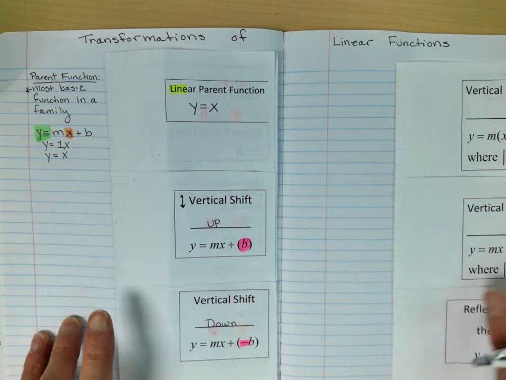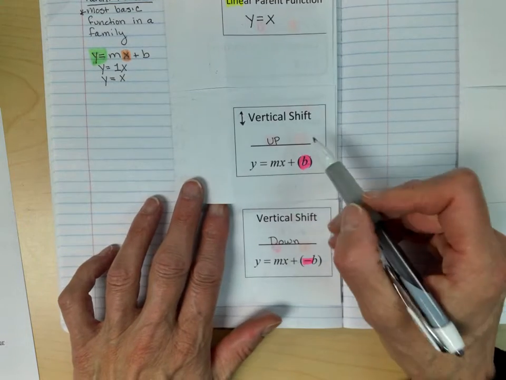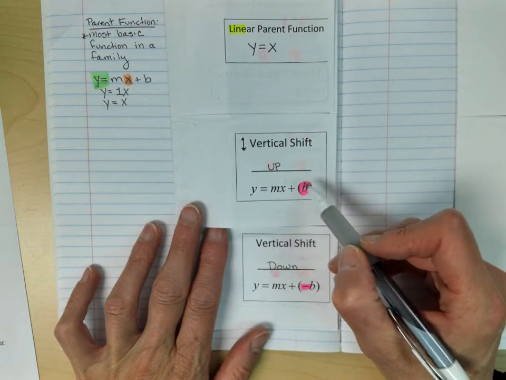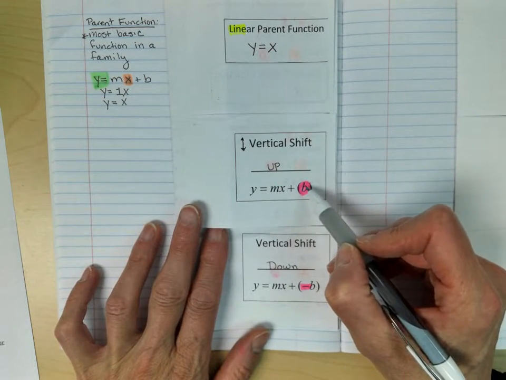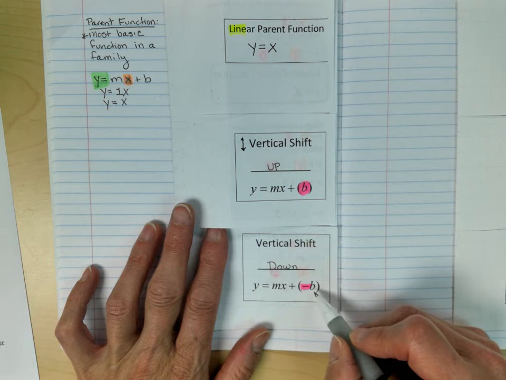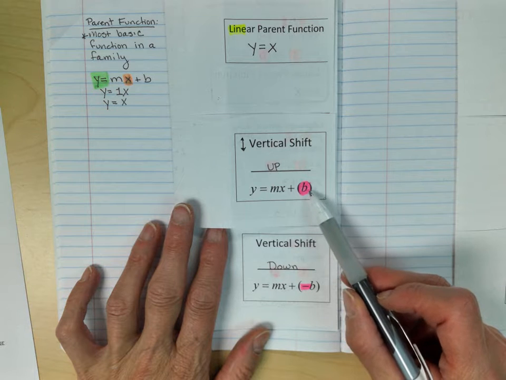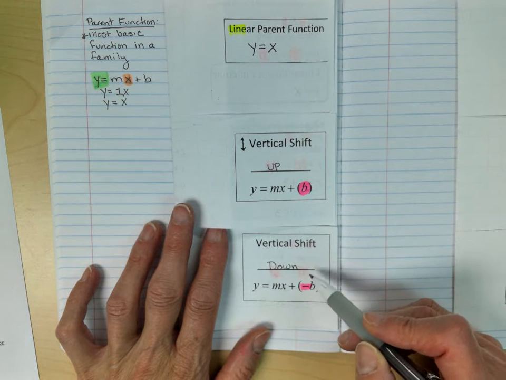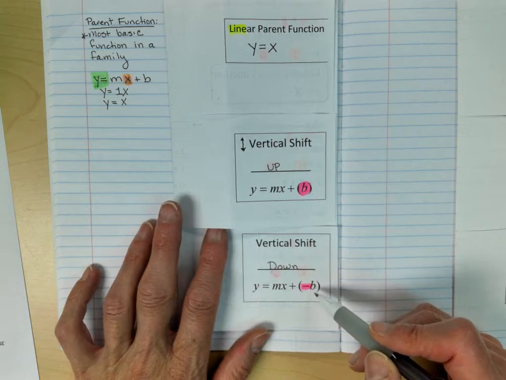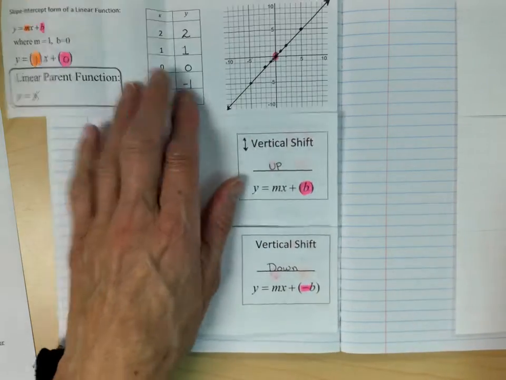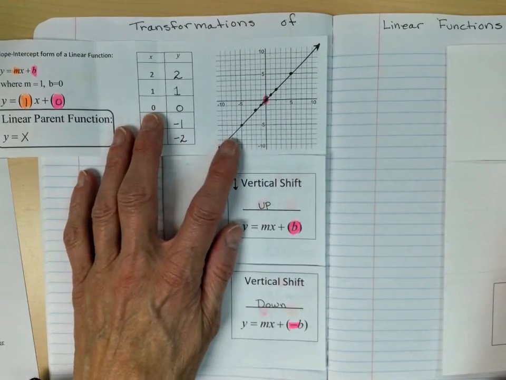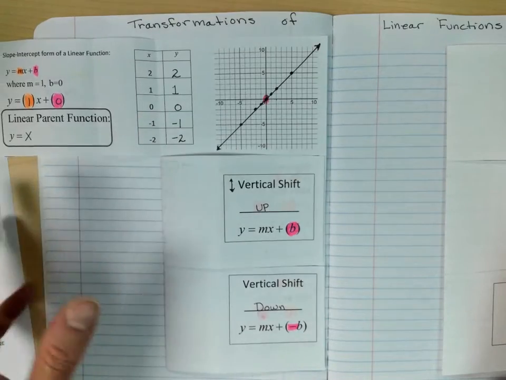So in the last video, we talked about the vertical shift up or vertical shift down, and how we could see that by the y-intercept. If the y-intercept is positive, it went up from the parent, and if the y-intercept is negative, it went down from the parent. So remember, we're comparing everything to our parent function.